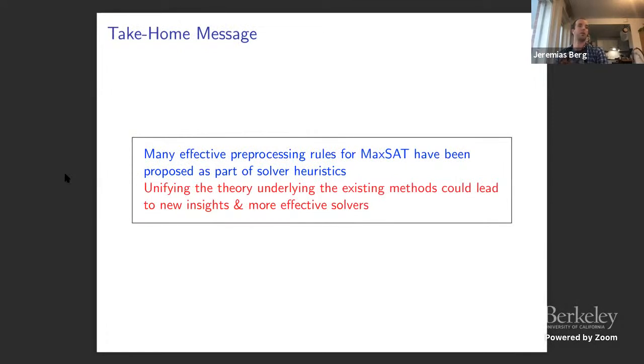So in my view, a very interesting future research direction here would be to try to unify all of these existing techniques under one theory and see what could come out of that. And these PR clauses that were mentioned in the discussion after SAT solving, I think there could be some interesting connections to be made there, generalizing that to MaxSAT or extending that to MaxSAT as well.